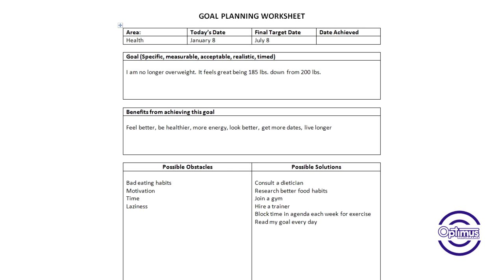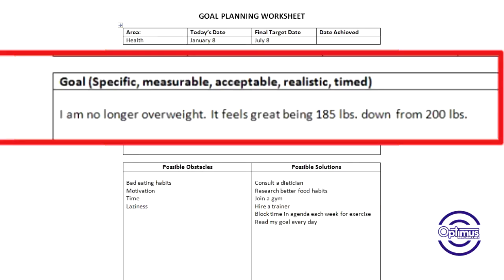The first step is to write your goal down as SMART. This is an acronym for specific, measurable, acceptable, realistic, and timed. So the goal should be written to meet those criteria. And you can see the example that I wrote, it does do that.